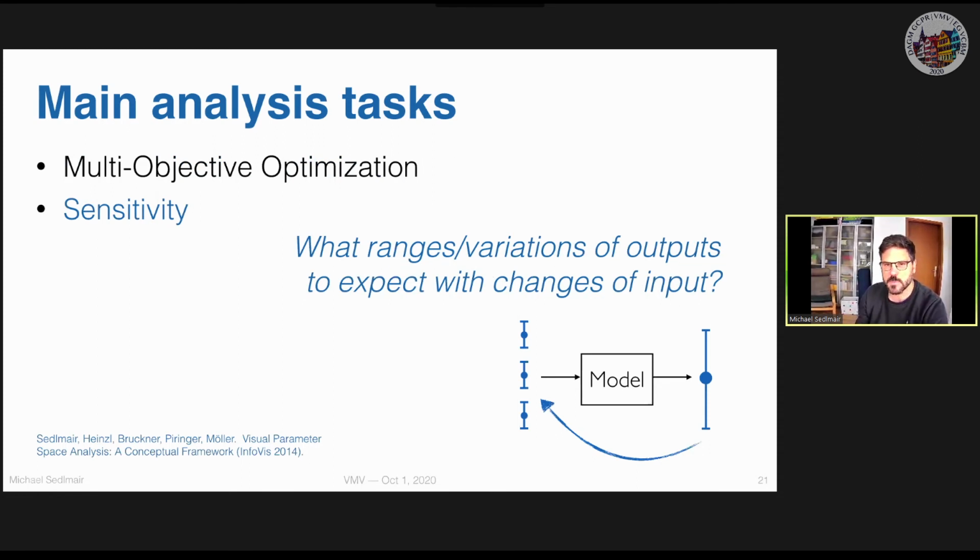Sensitivity analysis, which is basically understanding how much variance is caused in the output by varying the inputs. This is exactly the example that we looked at in the VisCoder demo before.